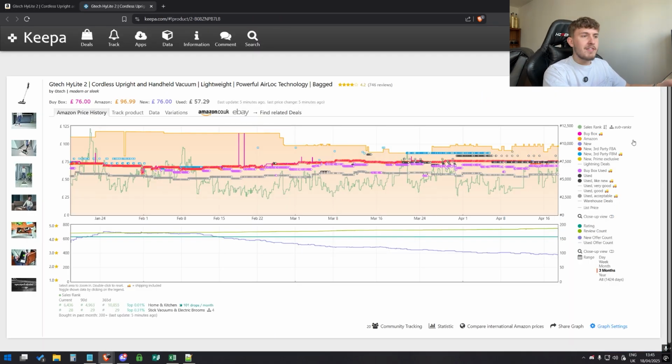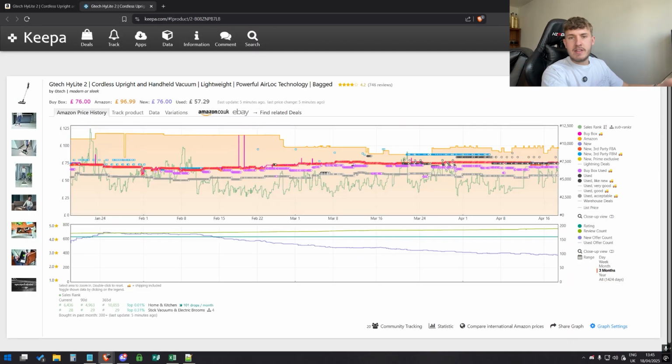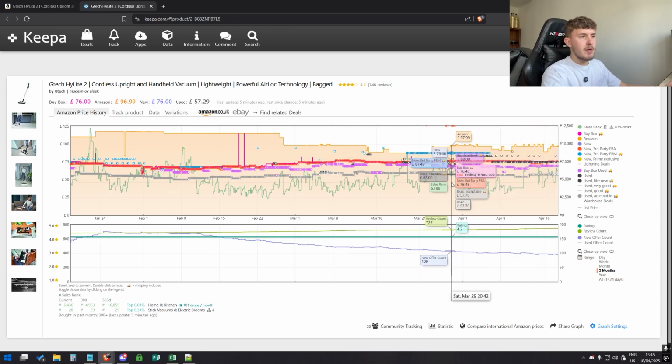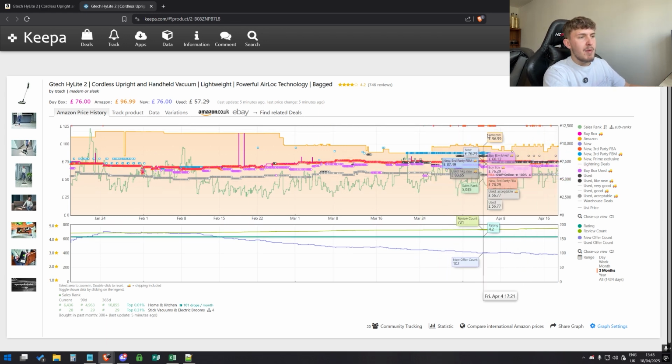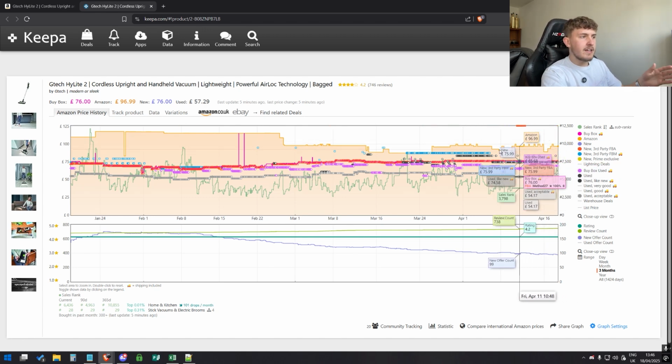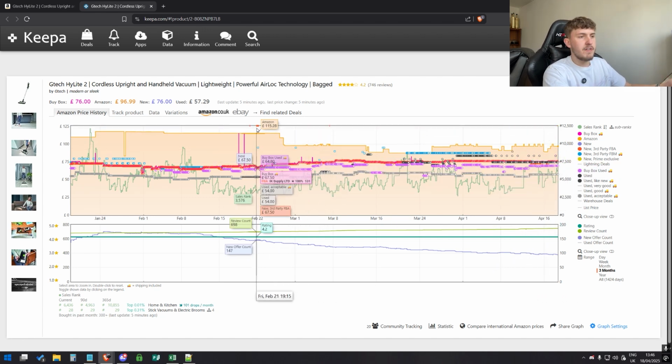We've also got some other stuff, like the Amazon price. On this particular listing, you can see the buy box price is currently about 76 quid. It's been about that for a while now, but Amazon has been consistently above that. They've always been at like 96, sometimes even higher, up to 115 in the past.